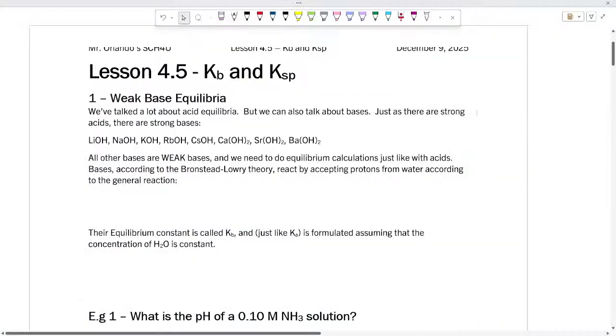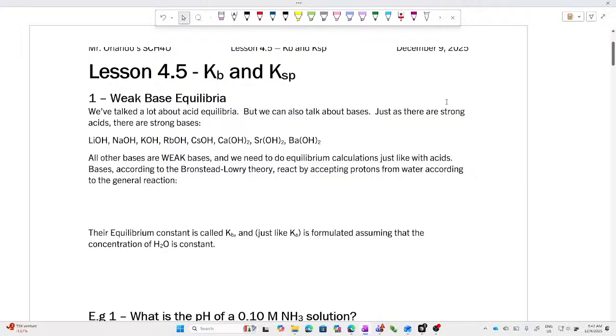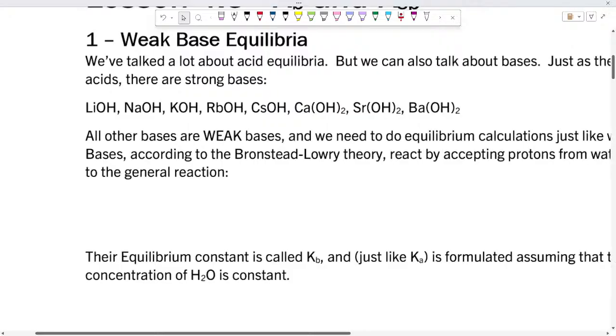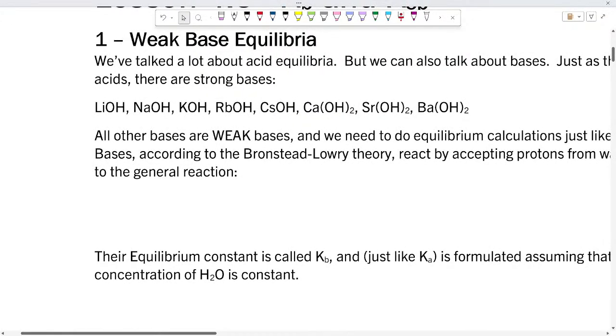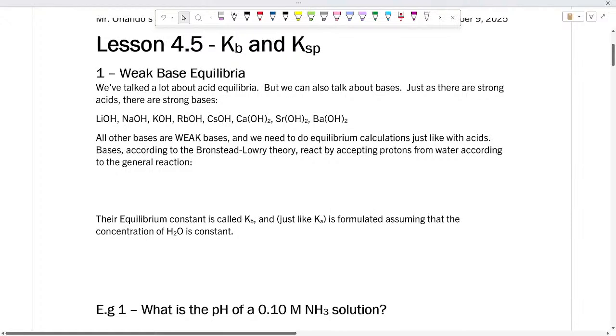We're going to look at the next logical step. We've been talking about different types of equilibria. So we've talked a lot about acid equilibria, but we can also talk about bases. Now, just as there are strong acids, there are strong bases. And you'll notice that they are lithium hydroxide, sodium hydroxide, potassium hydroxide, rubidium hydroxide, cesium hydroxide, calcium hydroxide, strontium hydroxide, barium hydroxide.